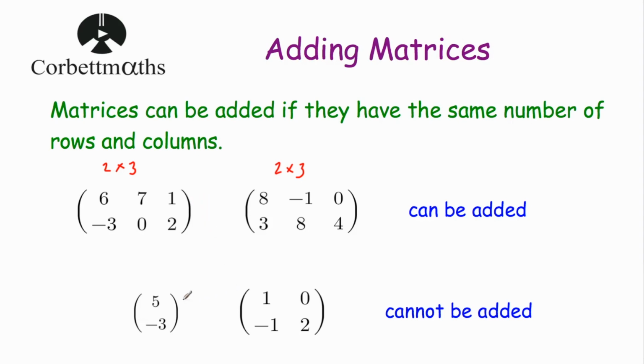Here, these two matrices cannot be added because this would be a 2 by 1 matrix because it's got 2 rows and 1 column, and this is a 2 by 2 matrix where it's got 2 rows and 2 columns. And because they're not the same number of rows and columns in both of these matrices, they cannot be added or subtracted. So matrices can be added if they've got the same number of rows and columns.